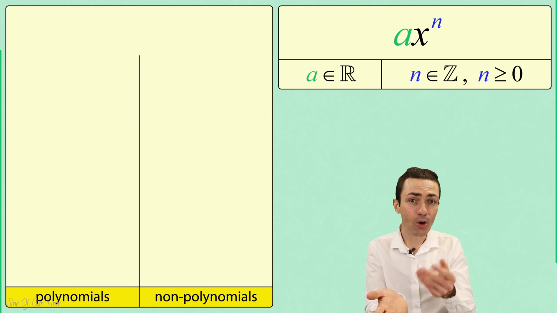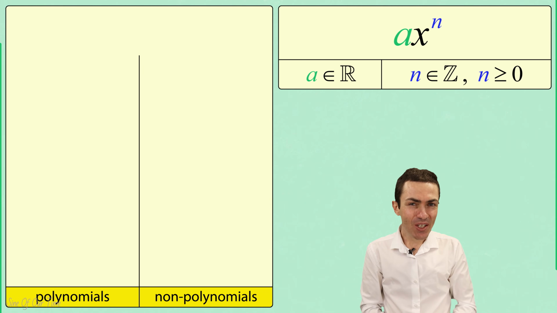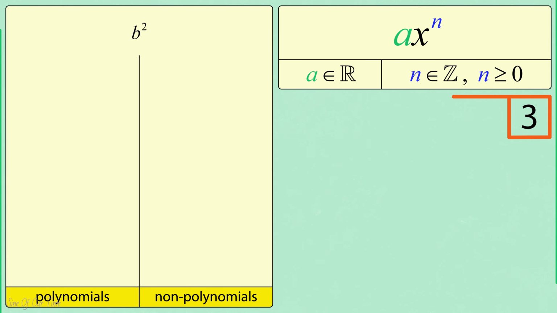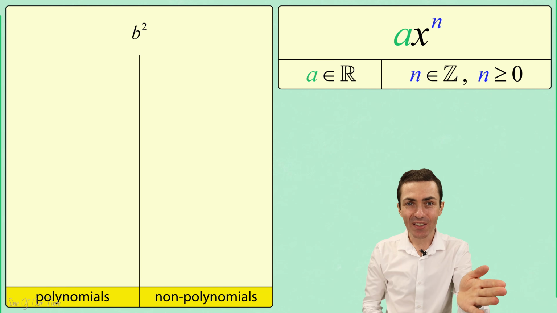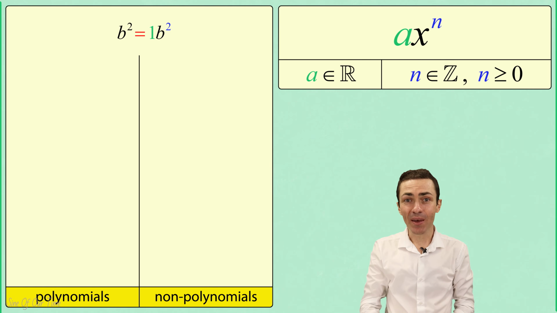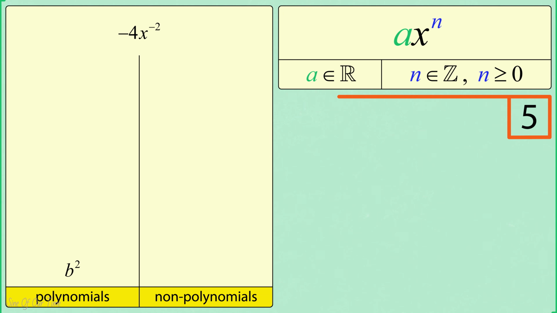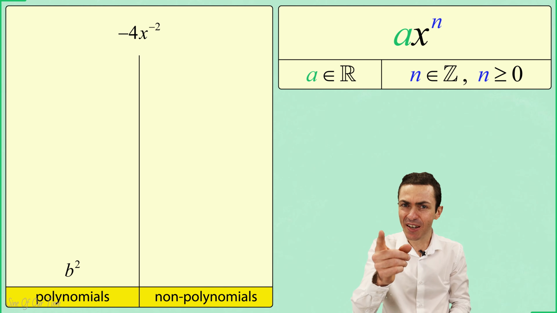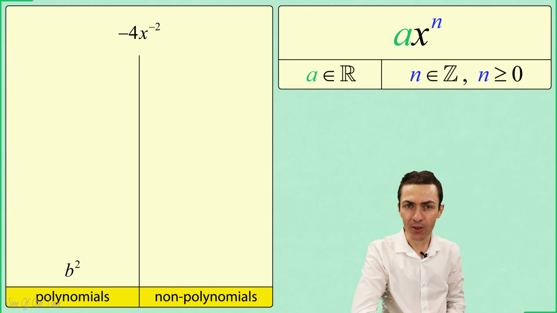Okay, let's practice. All you have to do is decide whether each of the following is a polynomial or a non-polynomial, and I'll be sure to give you a few seconds to think about each. Remember that b squared can be written as 1b squared, which means it adheres to all of the rules, making it a polynomial. No, this one doesn't cut it because of the negative exponent. It is not a polynomial.